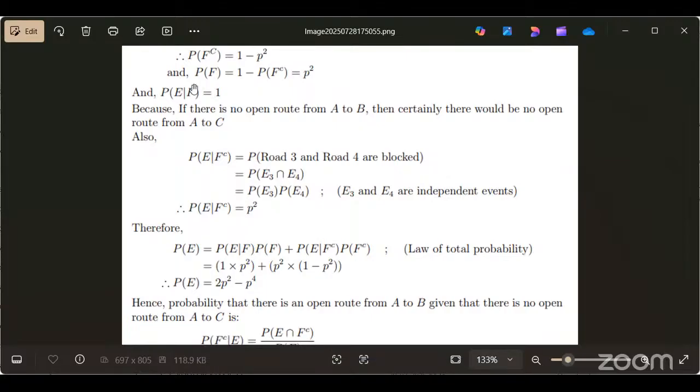Just think about it. It is P by P. So this will be 1 only. That means if my A to B is not open, there would be no open route from A to C. So it's a sure event, and the probability will be 1. That's why you can say the probability P by P is 1. Fine. Good.